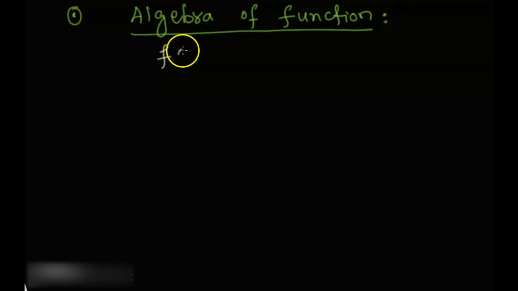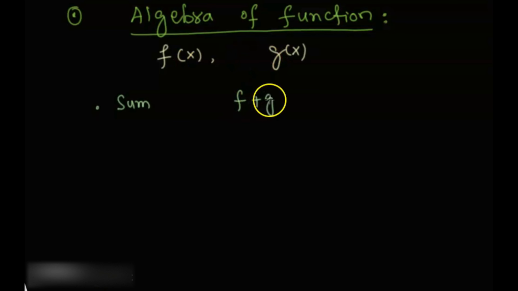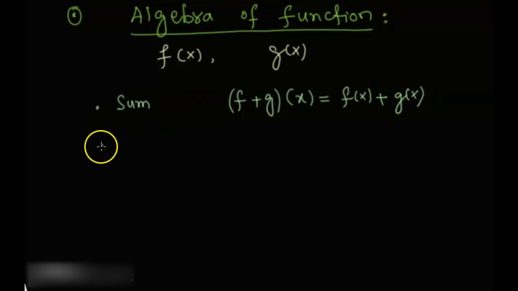Let's say you have f of x and g of x. You can add them, so you can define their sum. What do we mean by sum? We define their sum by f plus g. When we apply this new function on x, we get f of x plus g of x. Similarly, we can define the difference of two functions, f minus g.